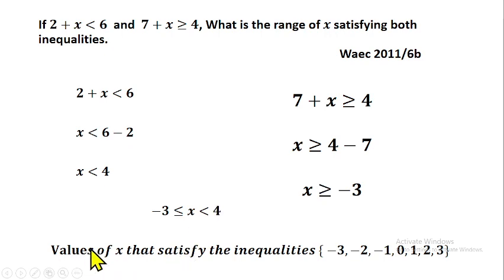But I now listed the values of s that satisfy the inequalities. So here you're having s is less than 4. So those numbers are less than 4, but they are greater than or equals to what? They are greater than or equals to minus 3. Those numbers are also greater than or equals to minus 3. That means minus 3 is there. Minus 2, minus 1, 0, 1, 2, then 3. Because 4 is not part of them. So that's the solution to WAEC 2011 question number 6b.